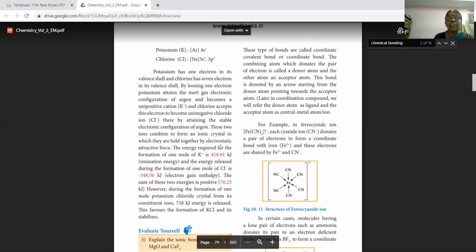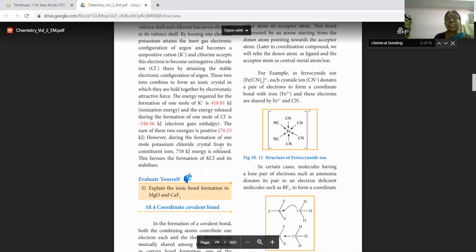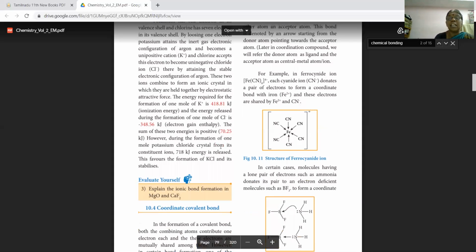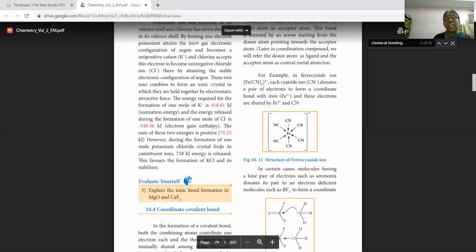Later, in coordination bonds, we will refer to the donor atom as the ligand and the acceptor as the central metal atom or central metal ion. For example, in ferrocyanide ion, Fe(CN)6 4-, each cyanide ion, that is CN minus, donates a pair of electrons to form a coordinate bond with the Fe2+ ion, and these electrons are shared by Fe2+ and cyanide. The structure is given here. In this structure, see that all the cyanides are shown with arrow marks.